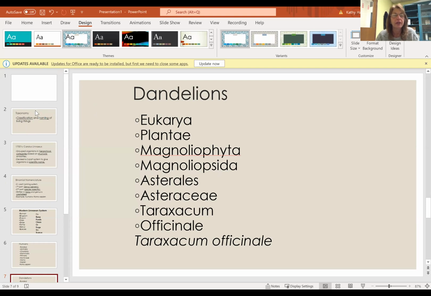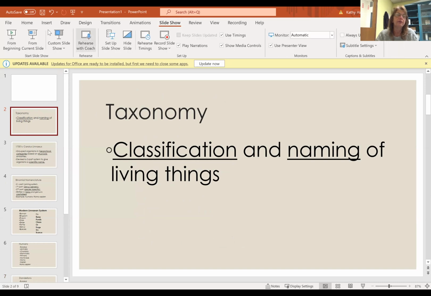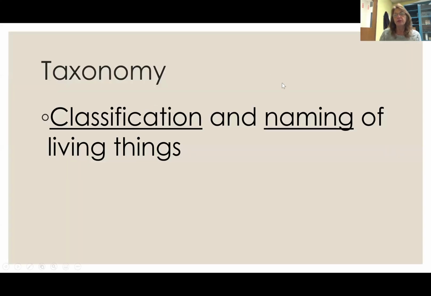So let me slide back here from the beginning. Okay, so I mentioned the term taxonomy. Taxonomy can be defined as classification and naming of living things.